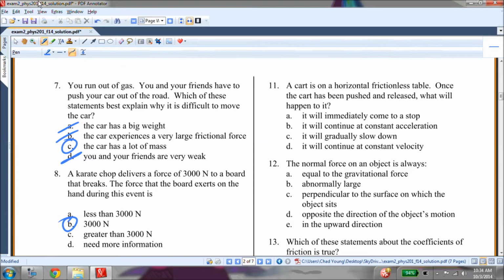A cart on a horizontal frictionless table, once it's pushed and released, will continue at a constant velocity. That's if it's purely frictionless. There are no forces acting on it. The normal force is always perpendicular.